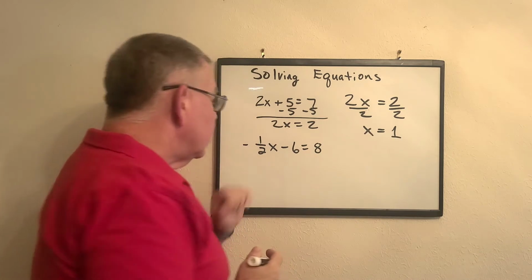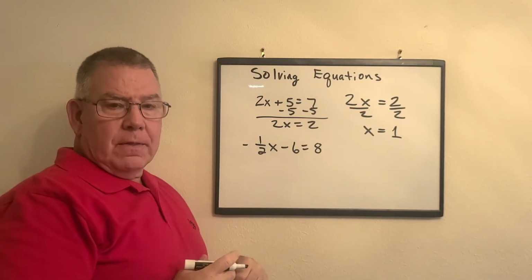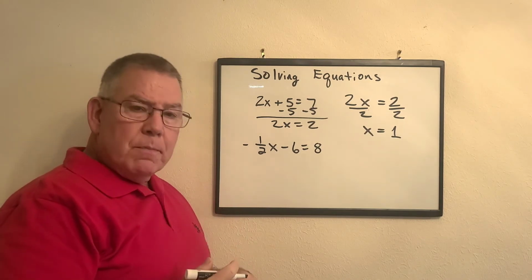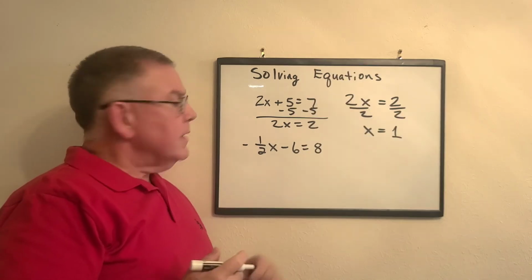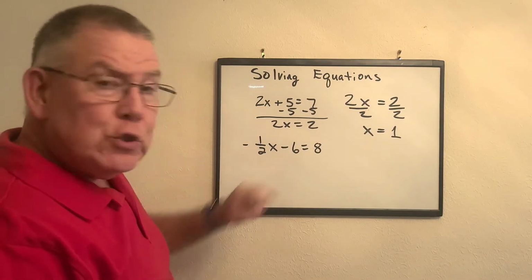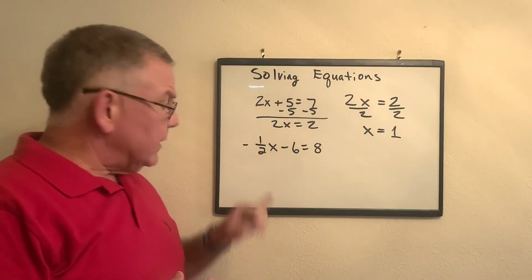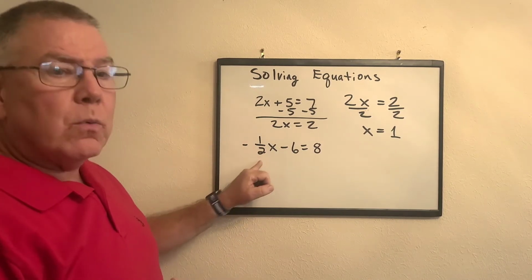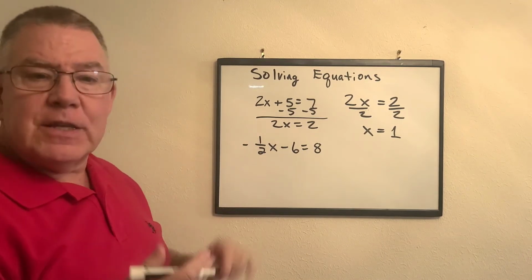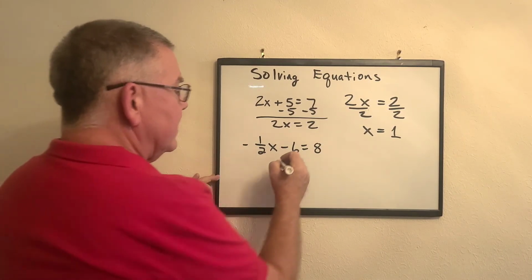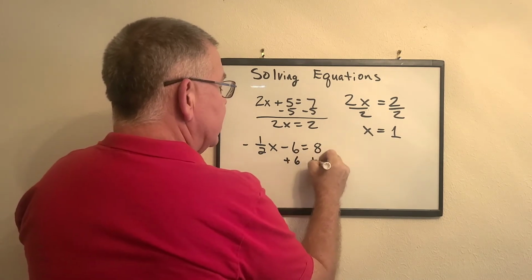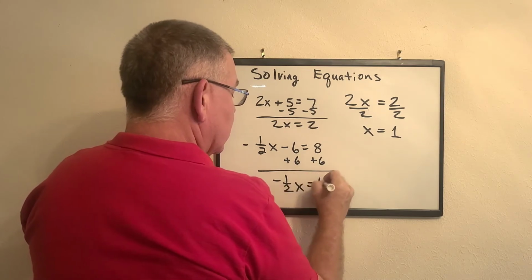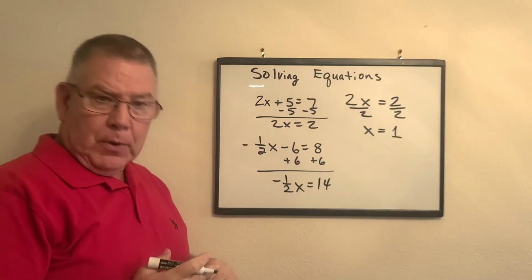Okay? Now, this one, be careful on this one. A lot of kids make mistakes, even adults make mistakes with not remembering the signs that we're going to do. Okay? So, the first thing we have to do, we have to undo the subtraction. This is a negative sign. It's not subtraction. Or we could actually do this, but again, we're talking about division or multiplication. So we're going to add 6 to both sides to undo the subtraction, and that gives me negative 1/2 x equals 14. Now, here comes the fun part.